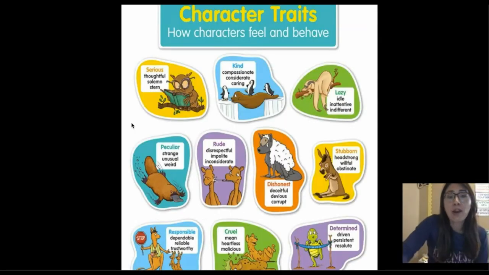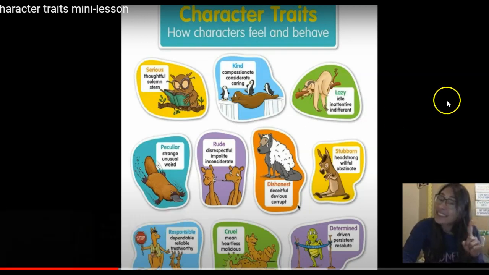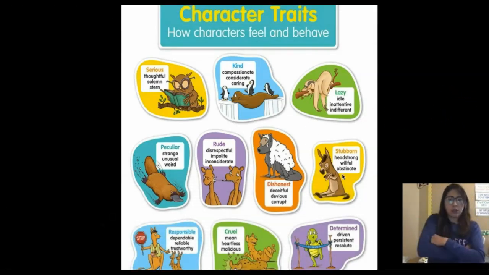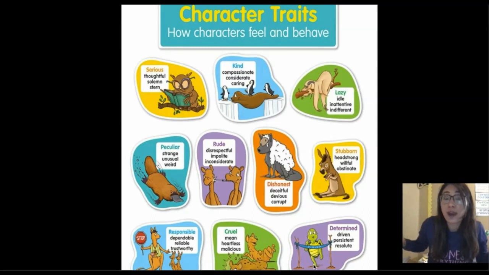Okay, so let's dive a little deeper. And if you look at my chart here, it shows you how characters feel and behave. So how does my character feel in a story? How do they act? How do they behave in a story? They can be serious. They can be kind. They can be lazy. They can be peculiar. They can be rude. They can be dishonest. They can be stubborn. They can be responsible. They can be cruel. And they can be determined. There's lots of other character traits I could use to describe how a character feels or behaves. These are just a few ideas.